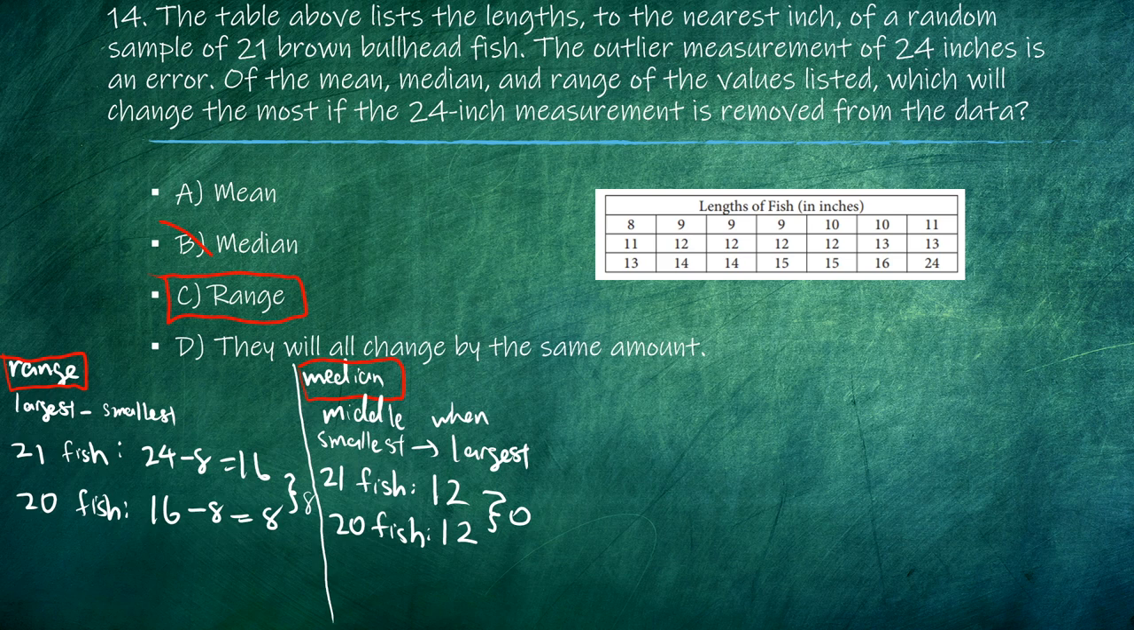And because of that, we also know that the answer cannot be D, because D stated that the changes are the same. And we know that the range changed by 8, whereas the median changed by 0. So lastly, let's look at the mean.